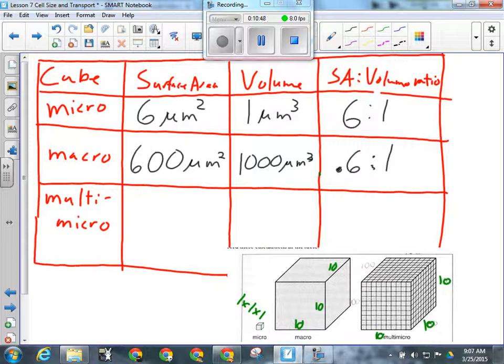All right, multi-micro is the one that's a little bit tricky. If I just go 10 times 10 times the number of sides, I'm going to get that the surface area for multi-micro is the same as it is for macro, and it isn't, because multi-micro is made up of many little micros, all of which have 6 sides.